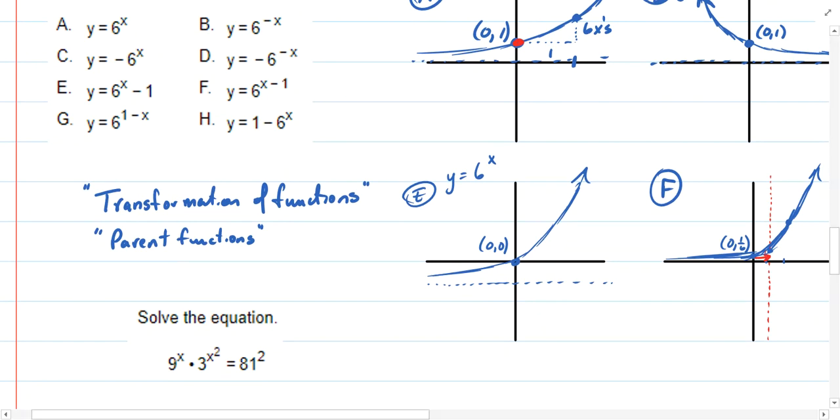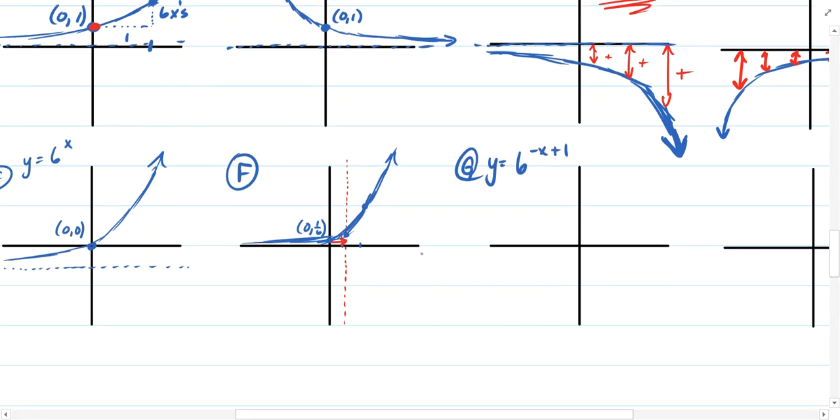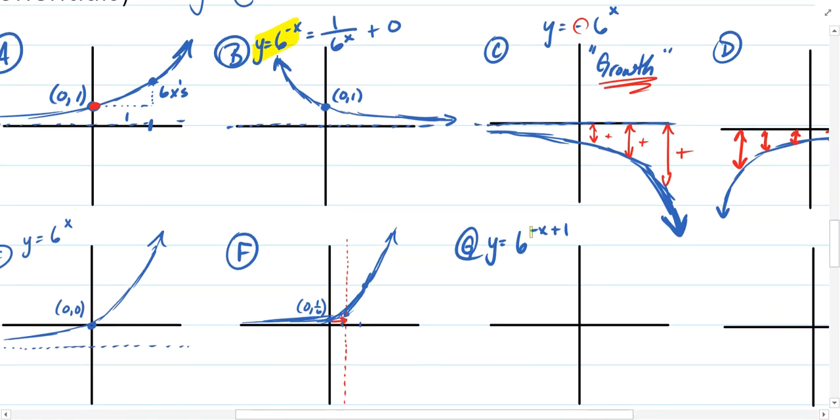For part G, I think it might be more helpful to write it this way. For part G, let's say that y is equal to 6 to the negative x plus 1 power. This way we have the same function as we had in part B. In part B we had y equals 6 to the negative x, and in part G we also have 6 to the negative x. But surrounding that, and we should recognize the general shape of this being a decay example.